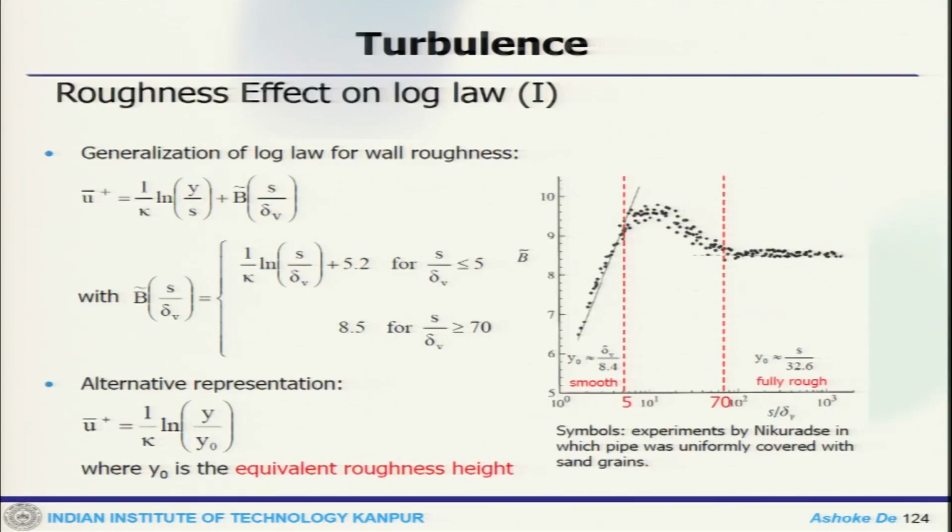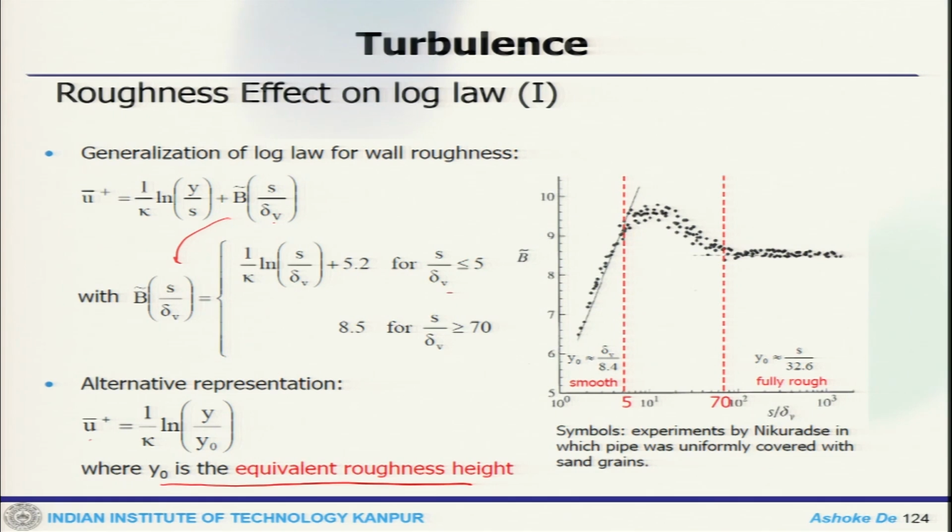So, if you look at the roughness effect on the log law, there is a generalization of the log law for wall roughness. This is u plus equals 1 by kappa ln y by delta_v plus a factor, which is 5.2 for s by delta_v less than 5, and if it is greater than or equal to 70, it is 8.5. Or, in the other way, one can represent u plus as 1 by kappa log y by y naught, where y naught is the equivalent roughness height.